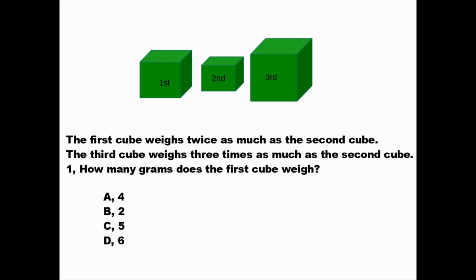Now my number one question is about this first, second, and third cube. The first cube weighs twice as much as the second cube. The third cube weighs 3 times as much as the second cube. So the question is, how many grams does the first cube weigh? Is it A, 4, B, 2, C, 5, or D, 6? I'll give you, as always, 5 seconds to figure it out. And here we go, the answer is letter C, 5.